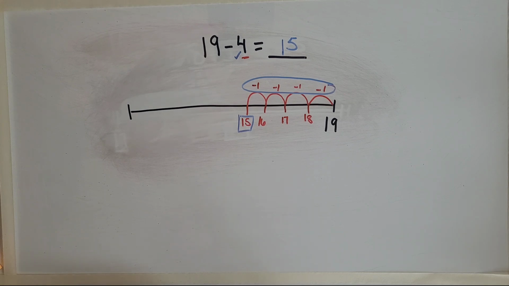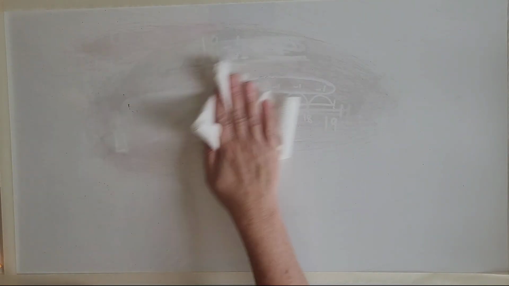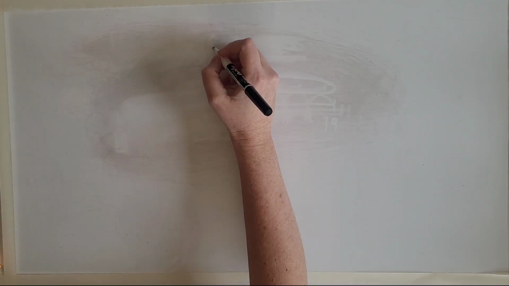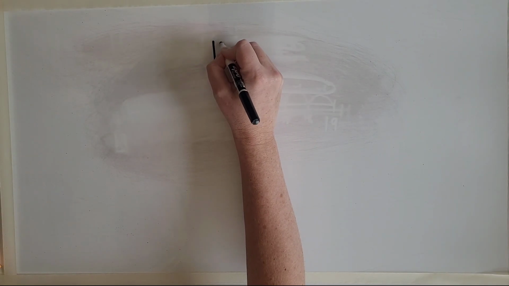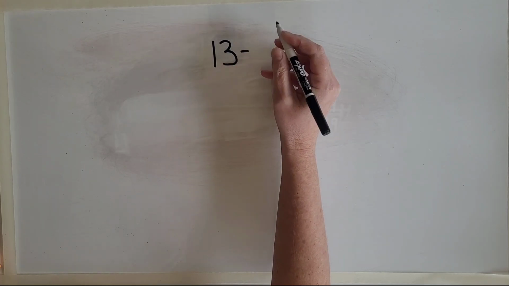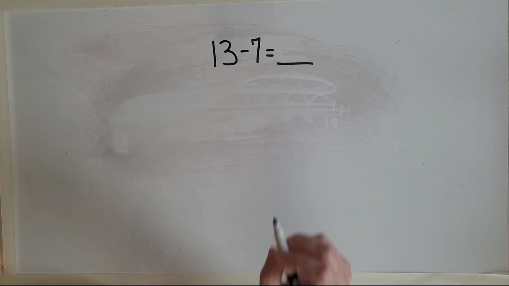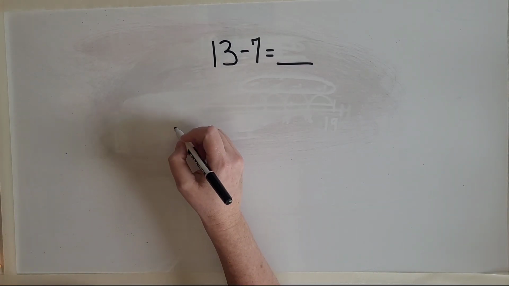That's one way to use an open number line to subtract. Let's try one that's a little more complex. So the hardest part of subtraction for many kids is when you have to borrow. And we have this nice process for adults called an algorithm to borrow that kids don't understand because it's a procedure and they don't know the concept.